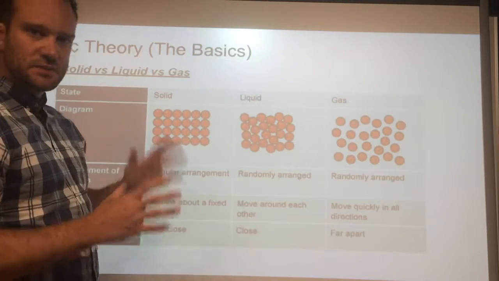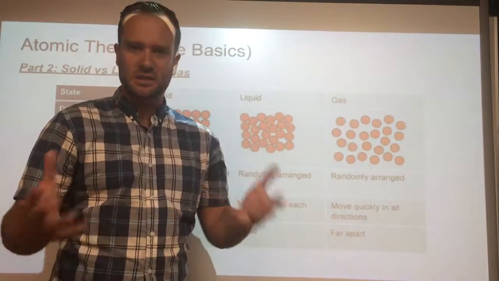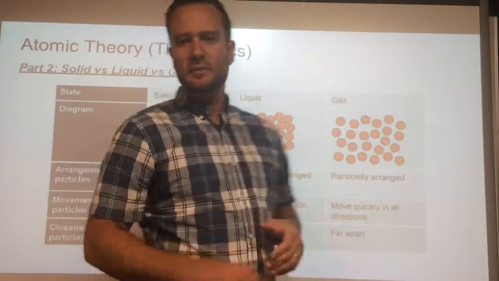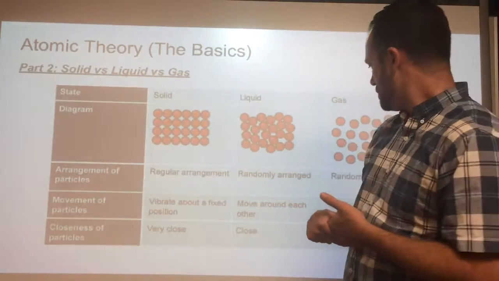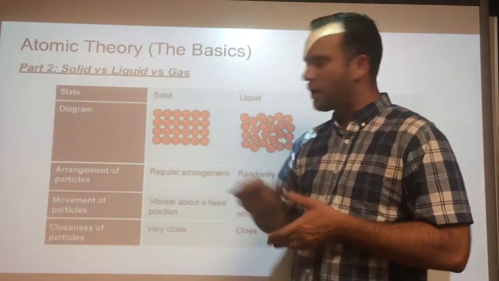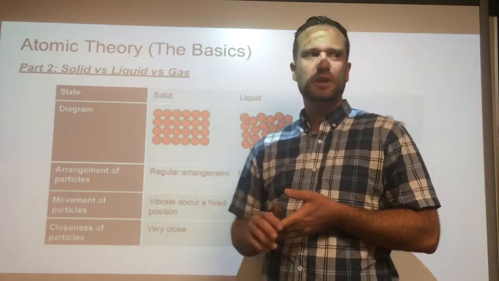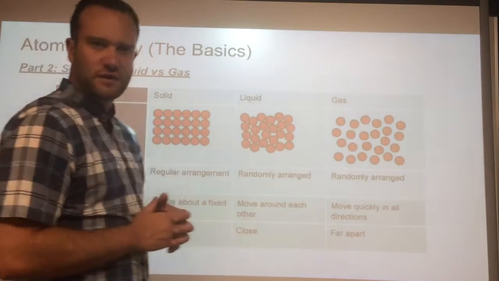Before I get into this, I just want to explain the table. Again, this information can easily be found on the internet, but you have solid, liquid, and gas. Let me explain over here. Of course, this says the diagram. You have the arrangement of particles, the movement of particles, and the closeness. So, what we're going to do is start with, let's look at solids first.